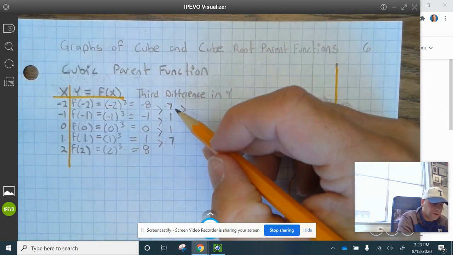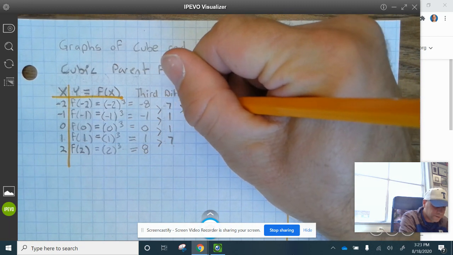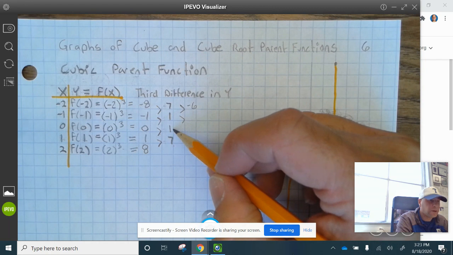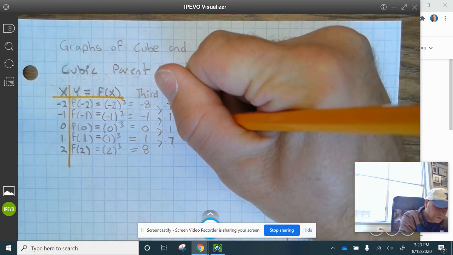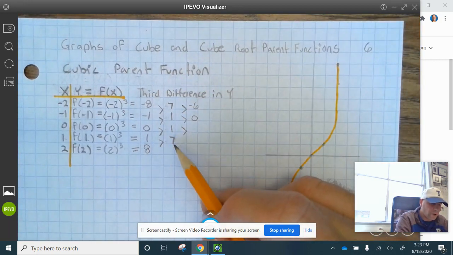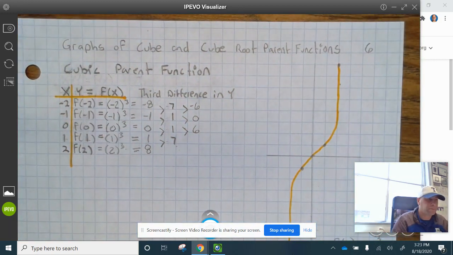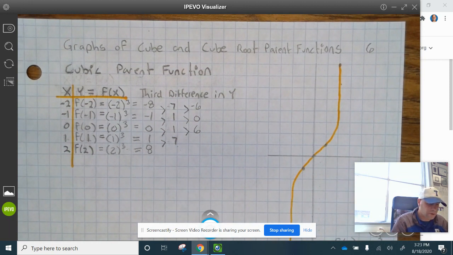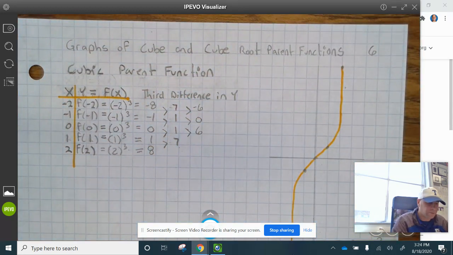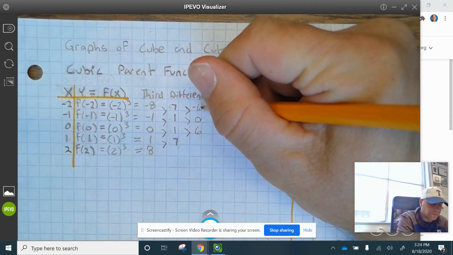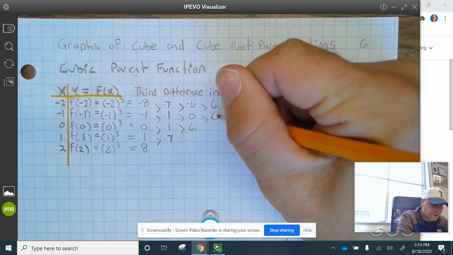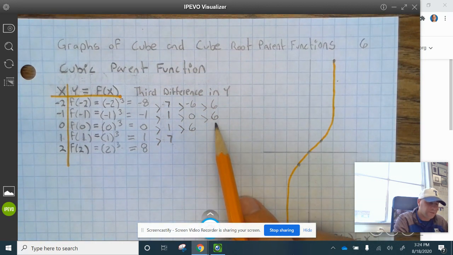What do you do to 7 to get to 1? You subtract 6. What do you do to get from 1 to 1? You do nothing, add 0. What do you do to get from 1 to 6? You add 6. Now, here, second difference, you notice they're not the same, so now let's look at the third difference. What do you do to -6 to get 0? You add 6. And what do you do to get from 0 to 6? You add 6. You see that the third difference is the same.